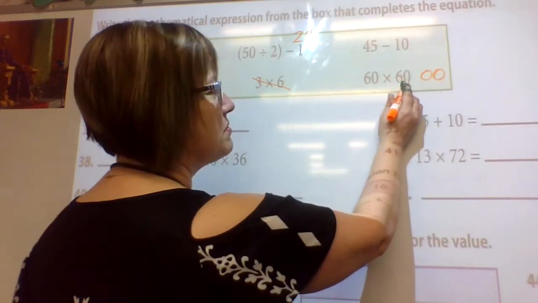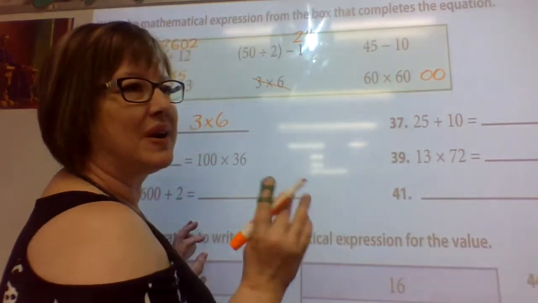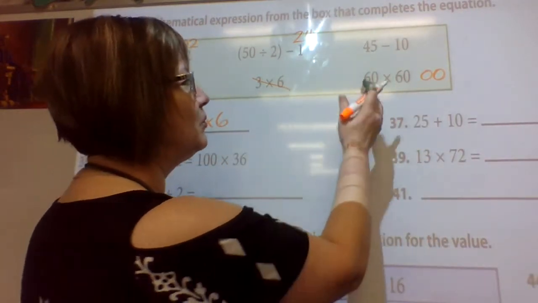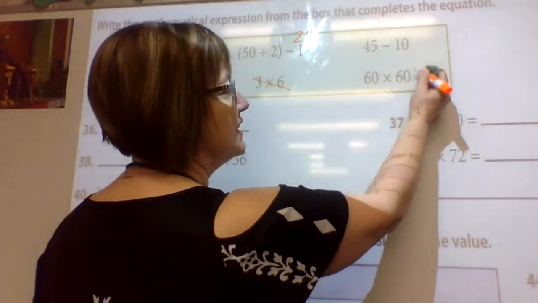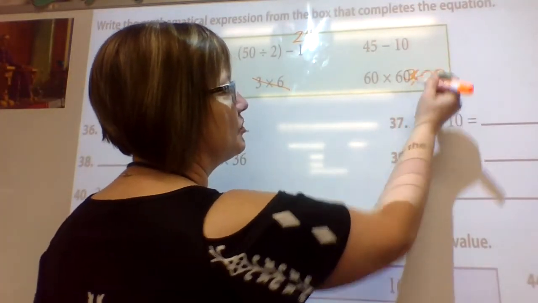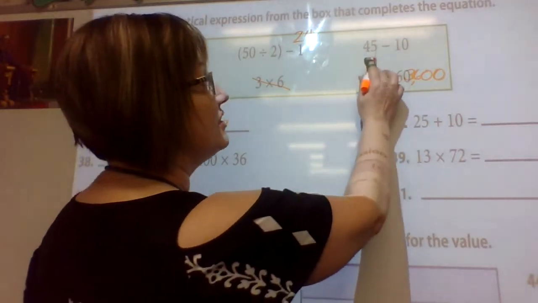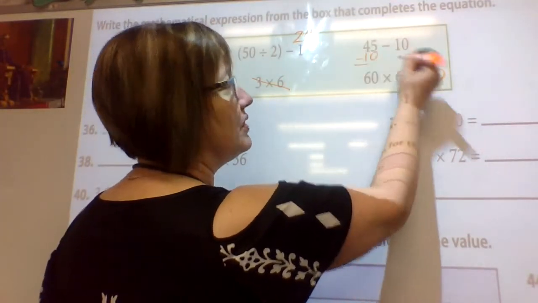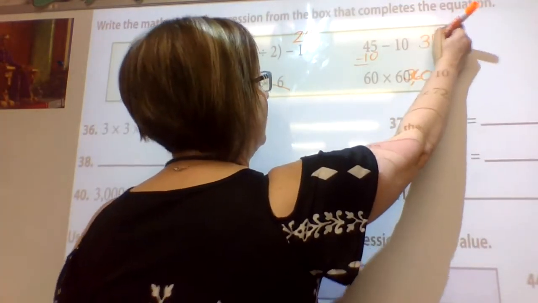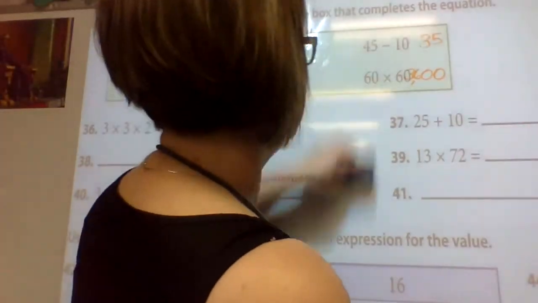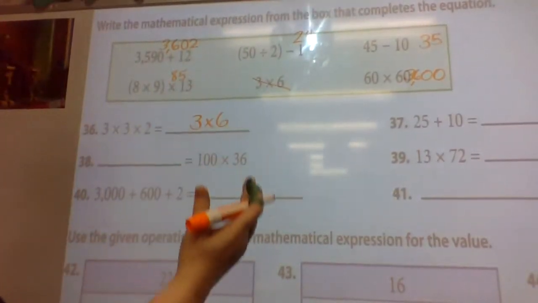When we multiply, remember we have to use both of them. When we're adding, we just use one set. Okay, then 6 times 6 is 36. So this is 3,600. And then 45 minus 10 equals 35. Good. Okay, so now we have those answers. And now we can just go match them again.